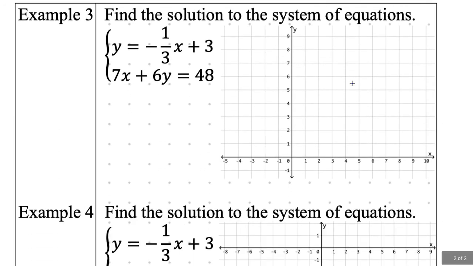Let's move to example number 3. I am giving you 2 different forms. Normally on Khan Academy, they'll give you both slope-intercept or both standard form. This one I'm mixing them up. That way we get some good practice. So we need to find the solution by graphing.